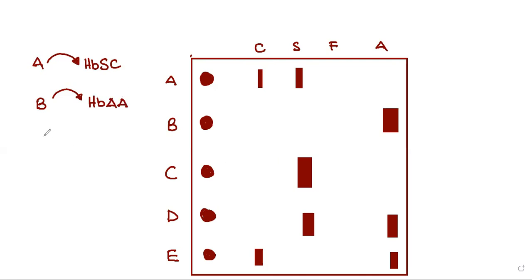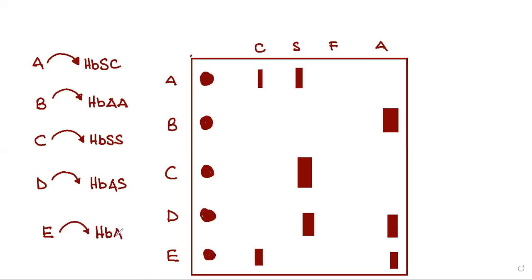What is the genotype of patient C? HBSS. HBSS. What is the genotype of patient D? HBAS. HBAS. What is the genotype of patient E? HBAC. HBAC.